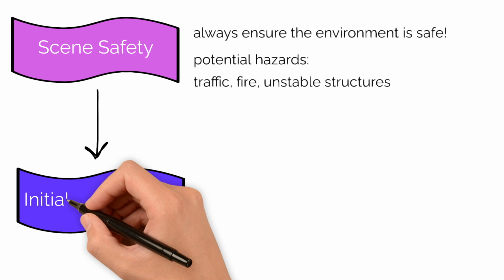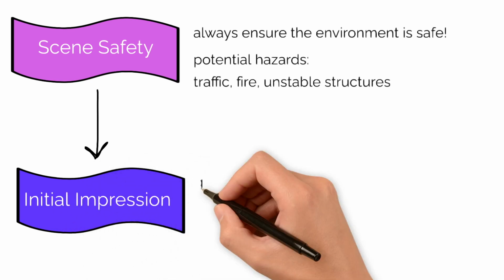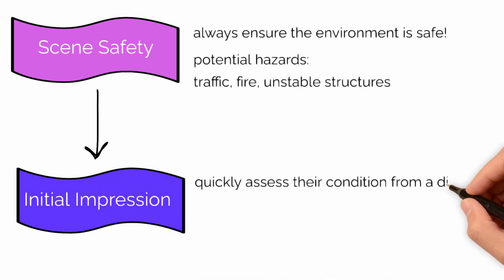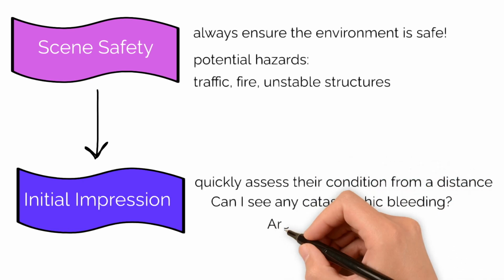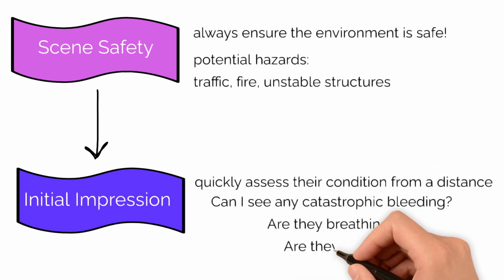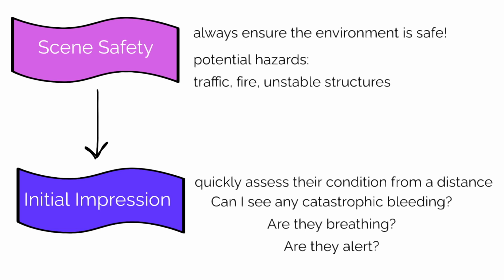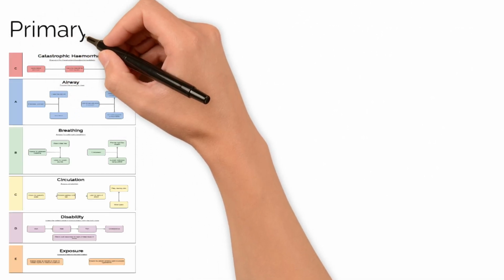Initial impression. As you approach the patient, quickly assess their condition from a distance. Mentally run through a quick checklist. Is there any catastrophic bleeding? Is the patient breathing? Are they alert? Once you've gathered your initial impression, it's time to conduct a primary survey.